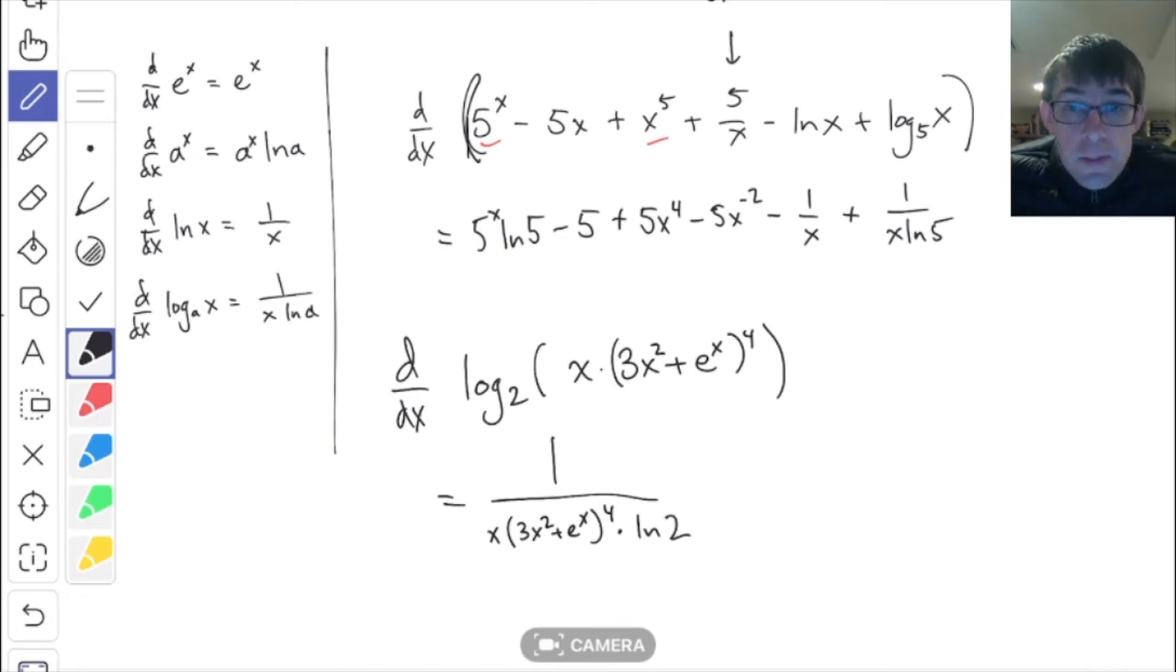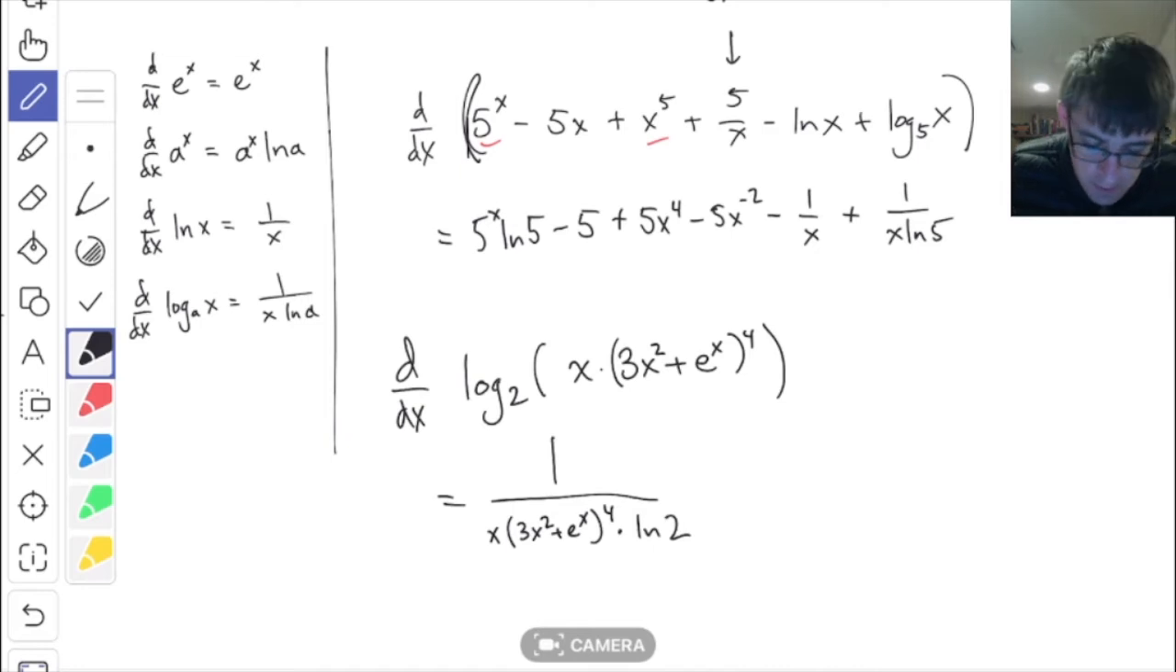This is not the whole answer, but this is the first bit of it at least. I used the final formula there, the fourth formula, where instead of x I had all that stuff on the inside, and instead of the a I'm using 2. Okay? And now I got to do the chain rule.